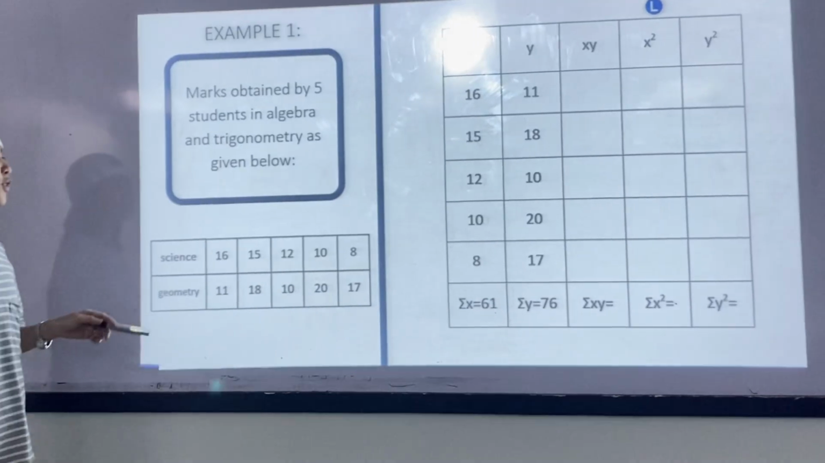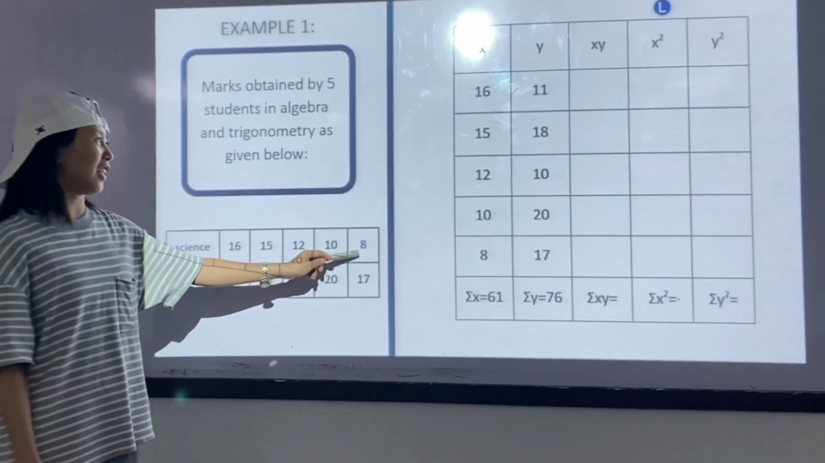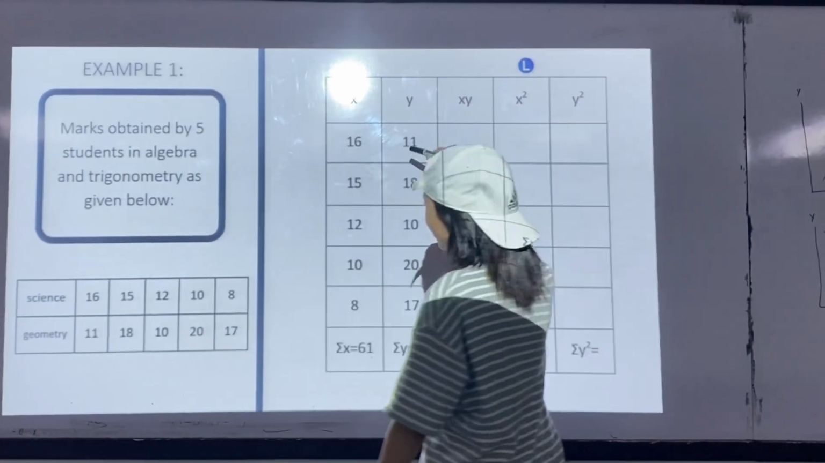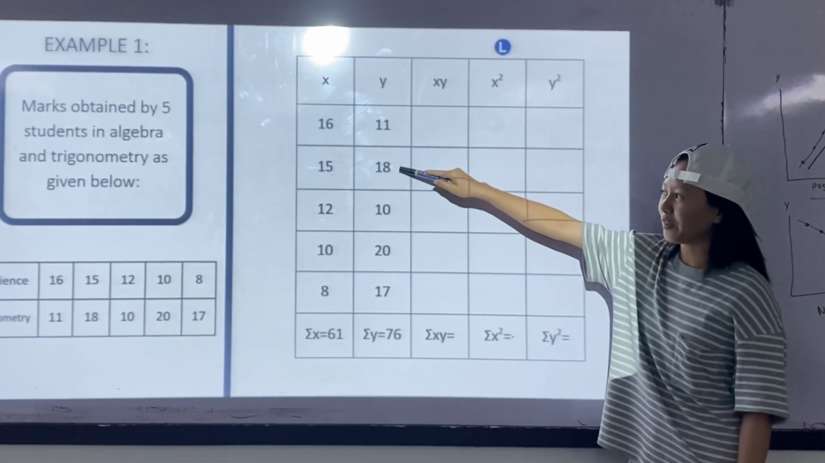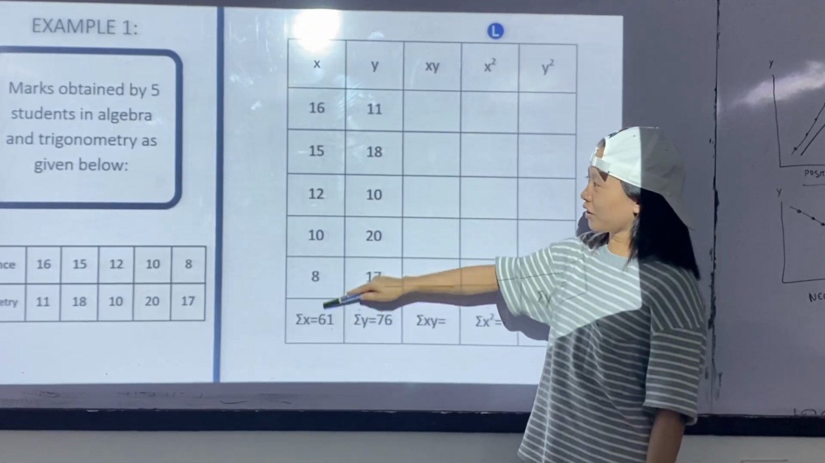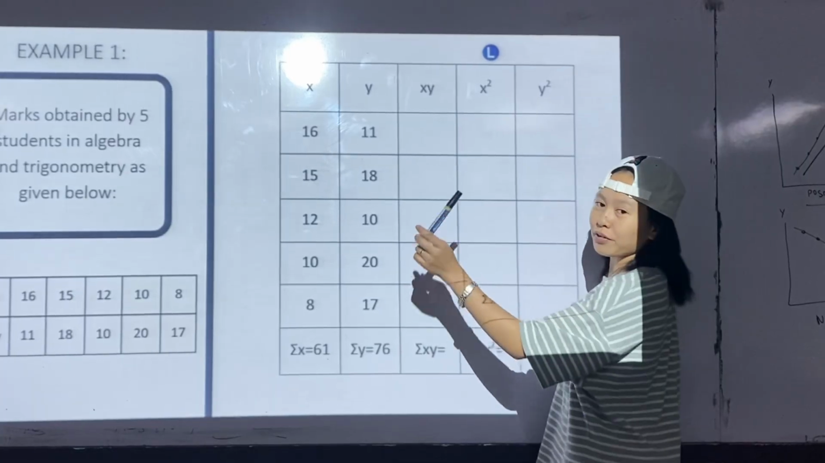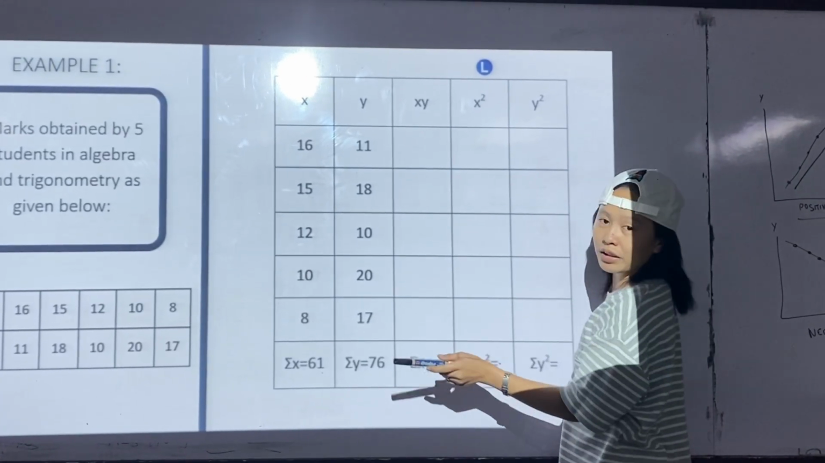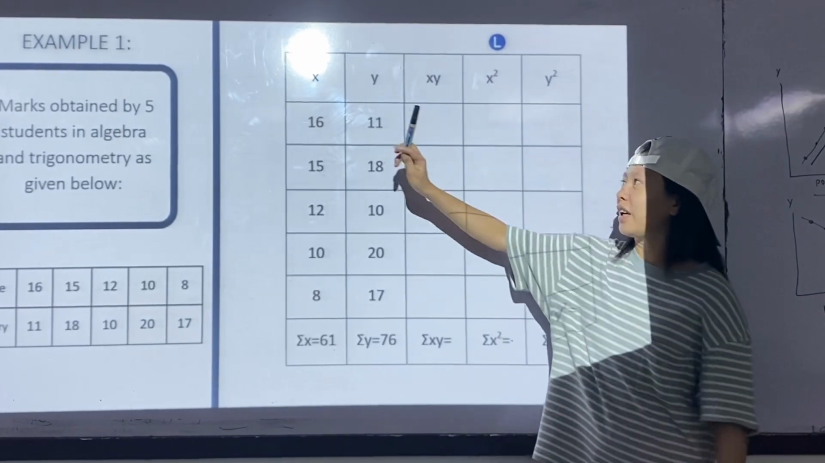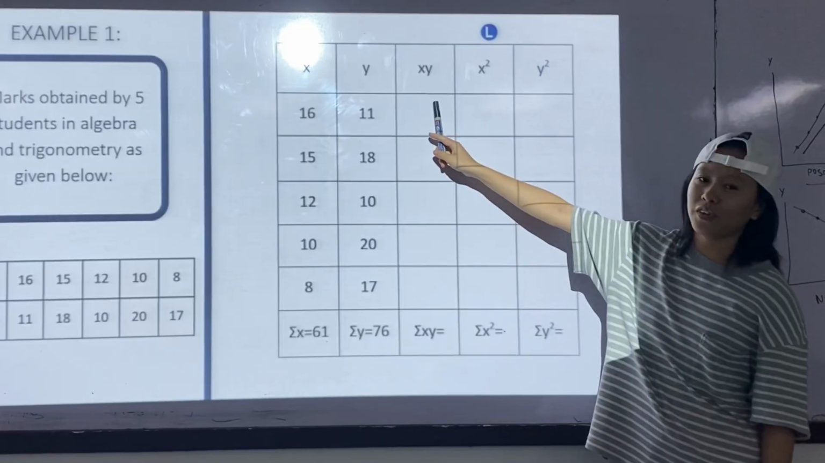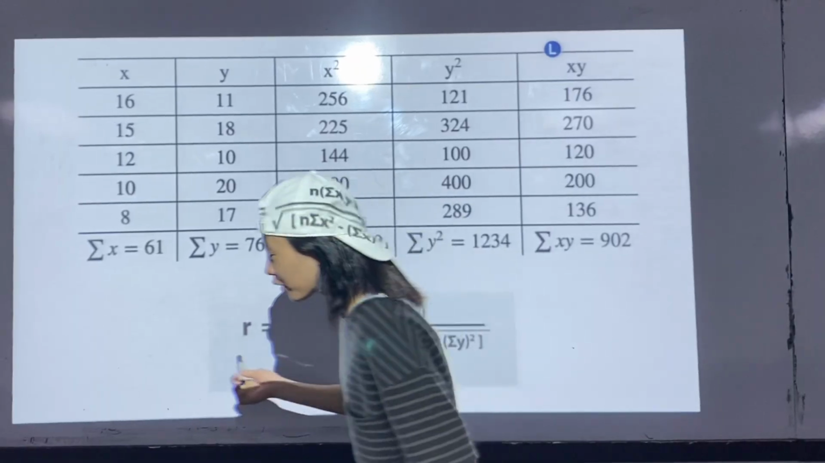Marks obtained by 5 students in algebra and trigonometry are given in the data below. So this is our data, and we just simply arrange it. Let science be our x, and geometry be our y. To get this, we just simply add all the x values to get the sum of our x values. And for the y values, just add all the values of y. And for the product of x and y, just multiply the x value and the y value. So this is our completed data and the formula that we are going to use.